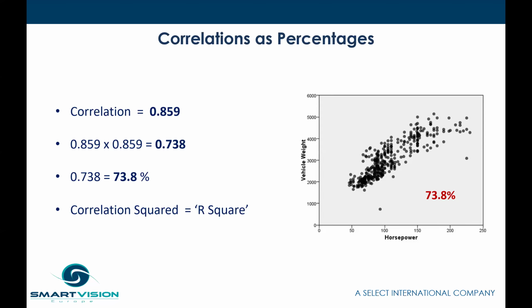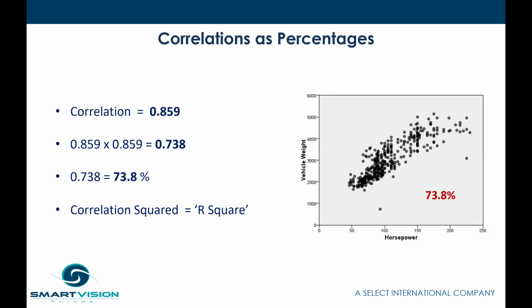So here we have horsepower against vehicle weight, and the correlation is 0.859. If we square that correlation number, it comes out as 0.738. And that is 73.8% variance or variation. That's what it refers to. It's called the R square. And it really refers to the percentage overlap between one variable and another. It's saying how much variation in one variable can be used to explain another.